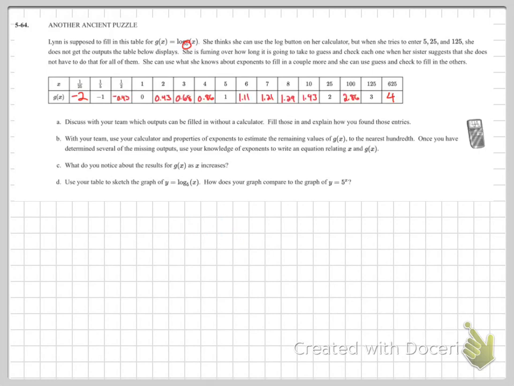C, what do you notice about the results for g of x as x increases? So x is increasing pretty quickly, right? 1, 2, 3, 4, 5, 6, 7, 8, 10, 25, 100, 125, 625. But now if you look at the g of x numbers, negative 2, negative 1, negative 0.43, 0, 0.43, 0.68, 0.86, 1, 1.11, 1.21, 1.29. They are increasing, but very slowly. That's what I would write down for C. They are increasing, but very slowly. And then use your table to sketch it.